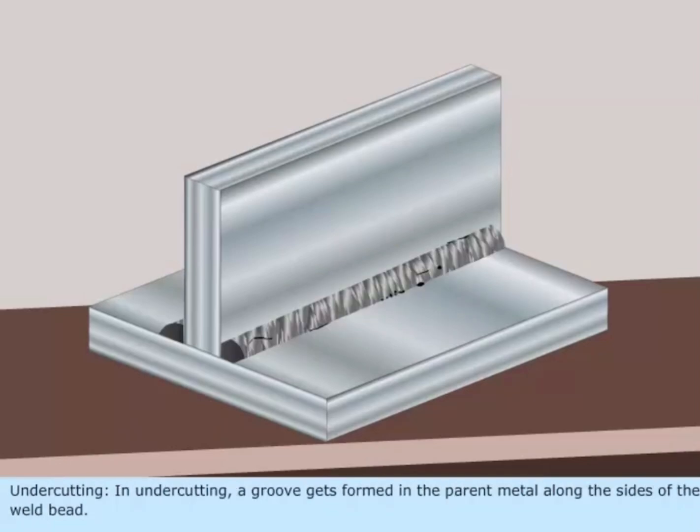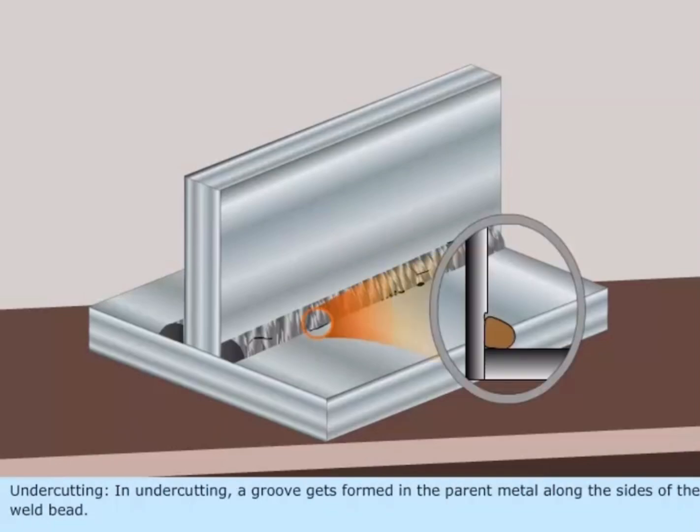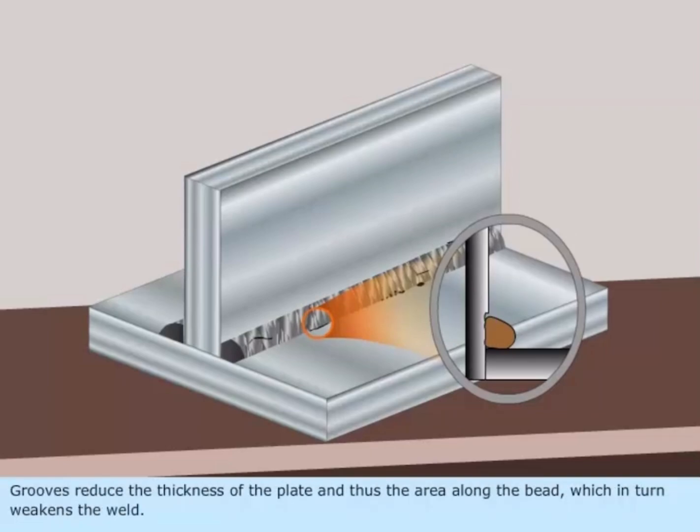Undercutting. In undercutting, a groove gets formed in the parent metal along the sides of the weld bead. Grooves reduce the thickness of the plate and thus the area along the bead, which in turn weakens the weld.